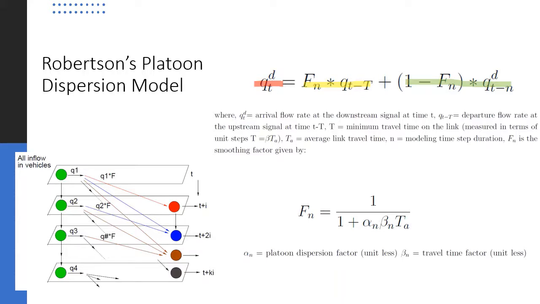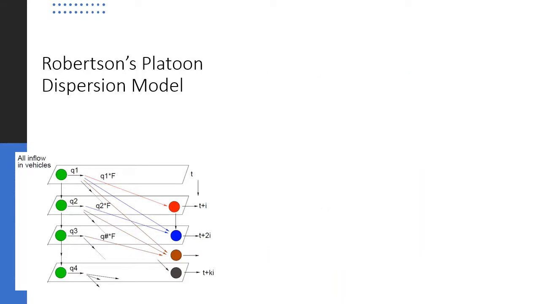Let me explain these terms: alpha, beta, t, etc. We are discussing the Robertson's Platoon dispersion model. I told you it is a recursive model. What do we mean by recursive? If you want to predict something at the current time step, it depends upon the prediction from the previous time step also. You have to input the prediction at the previous time step into the current model. That is why it is called a recursive kind of model.